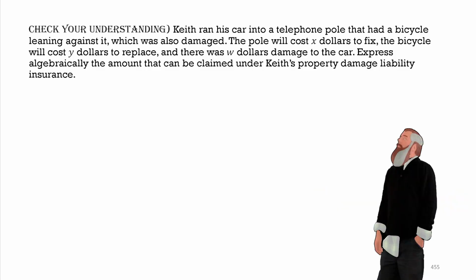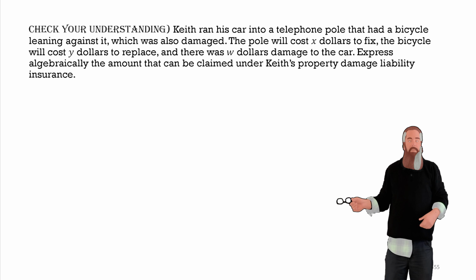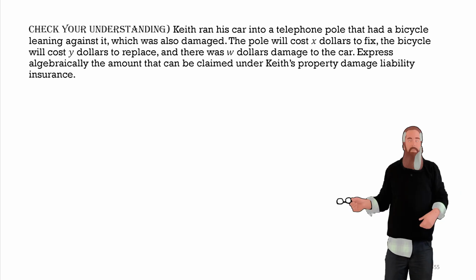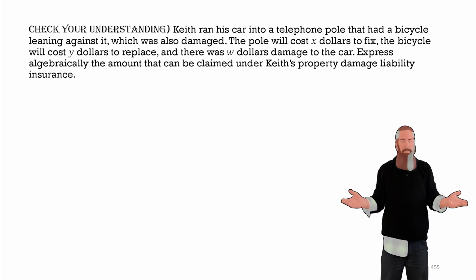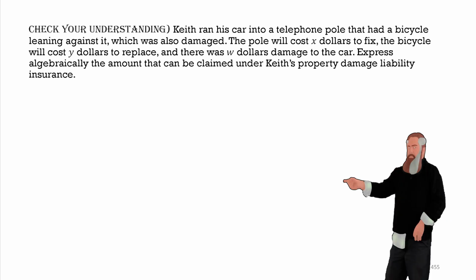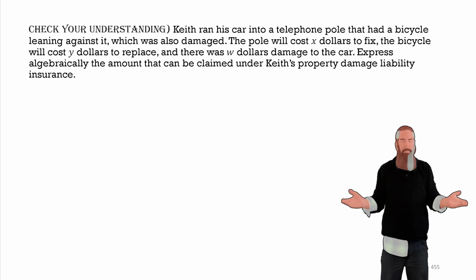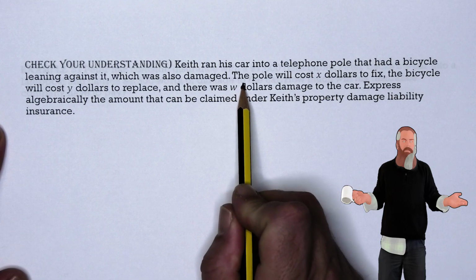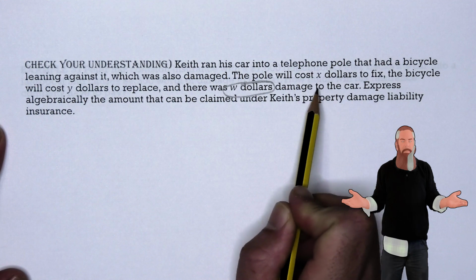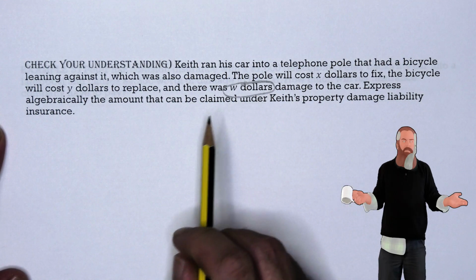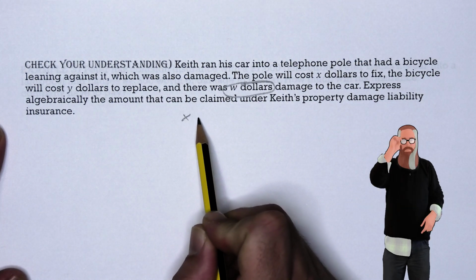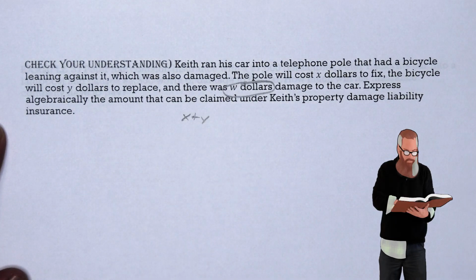Let's check your understanding. Keith ran his car into a telephone pole that had a bicycle leaning against it, which was also damaged. The pole cost X dollars to fix, the bicycle will cost Y dollars to replace, and there was W dollars damage to the car. Express algebraically the amount he can claim under his property damage liability insurance. It's important to understand that the W dollars damage to the car is not a part of his property damage claim. It's simply the X for the pole and the Y for the bicycle.